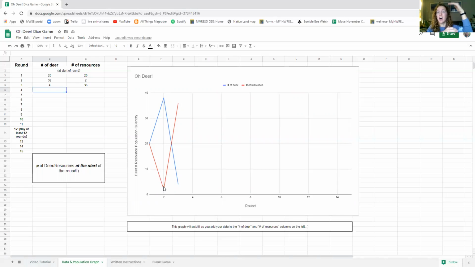So what happens when a ton of deer don't get their needs met? They die. And that's what we're seeing in this graph. This deer population plummeted. And when the deer aren't eating up all the resources and drinking all the water out of the stream and using every shelter in the forest, those resources get to recover. So we are seeing the resource population climb steadily back up. Now we have a resource plentiful ecosystem and not very many deer.